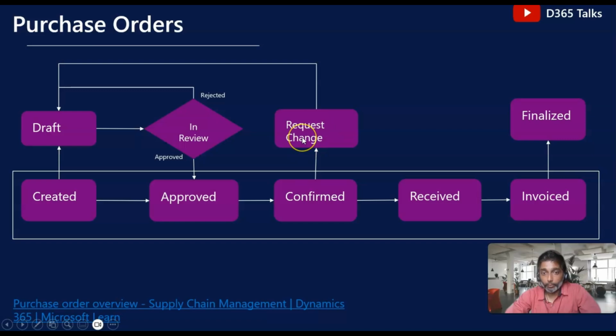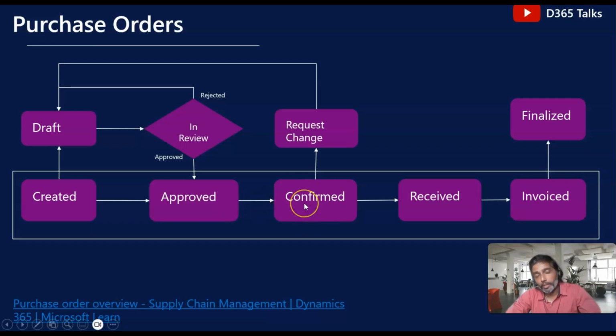And once it is confirmed, or even if it is approved, you will be able to go for a request change if it is a change management enabled purchase order. In those cases, if you want to make any changes, it once again takes the purchase order back to the status of draft, and then you have to make those changes and submit it for review. Once your manager reviews it, it goes back to approved state, and then it will be confirmed. So you can follow this cycle for any changes or modifications which need to be done in the purchase orders.